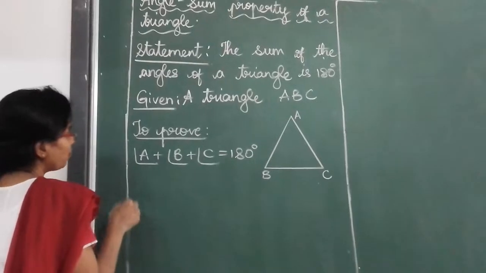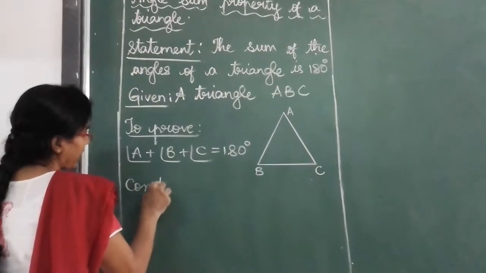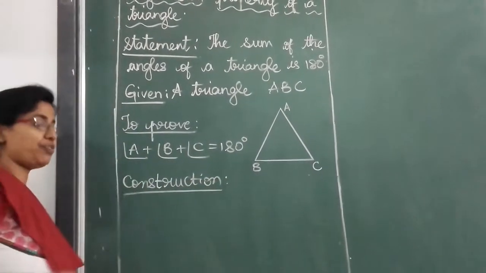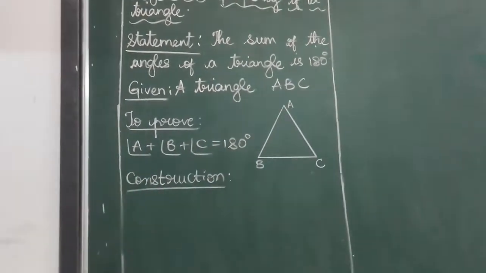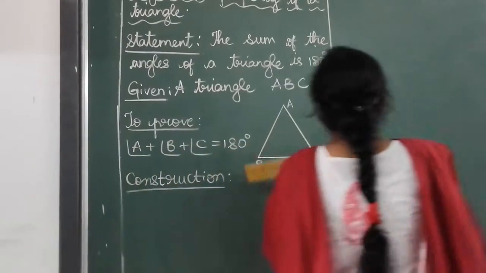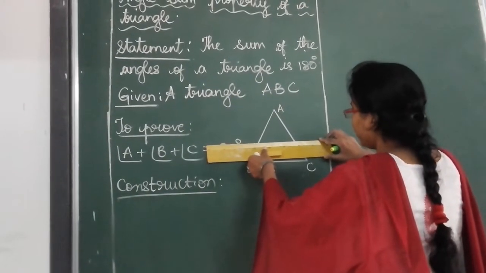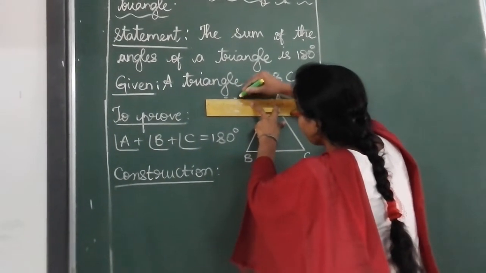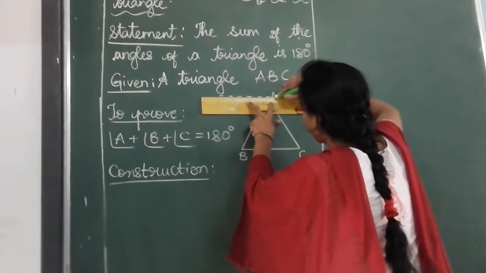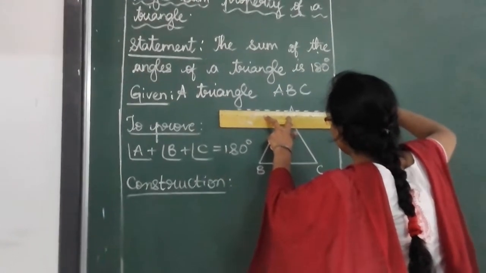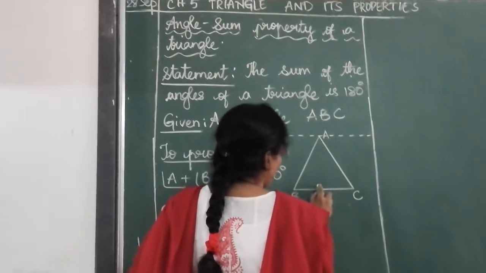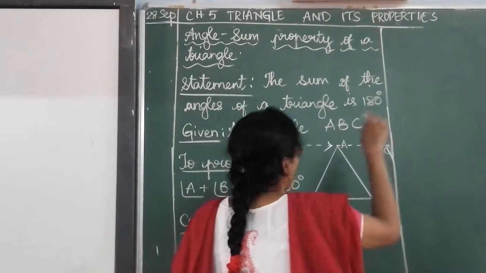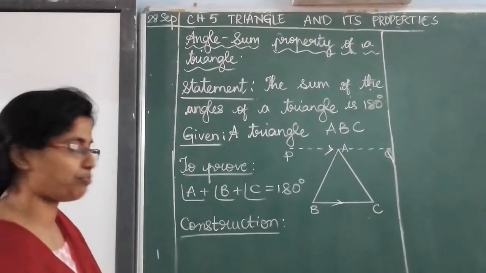Now, let us do the construction part. Construction is usually something which we draw using a dotted line, which is going to help us in solving. So what we are going to do is, let us draw a line parallel to BC. Draw a dotted line. This is parallel to this, so I am going to show it using an arrow. So this is PQ. This is the construction that we have done.